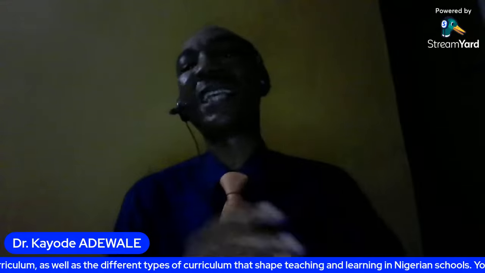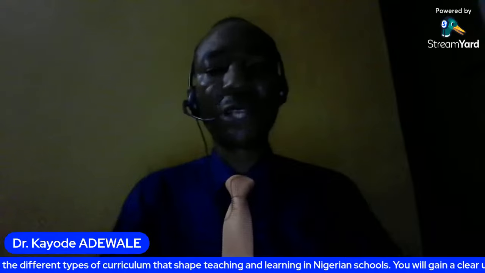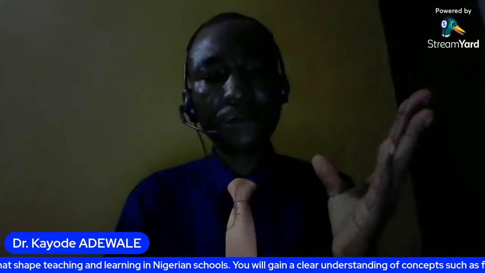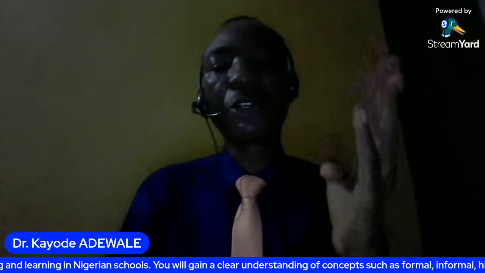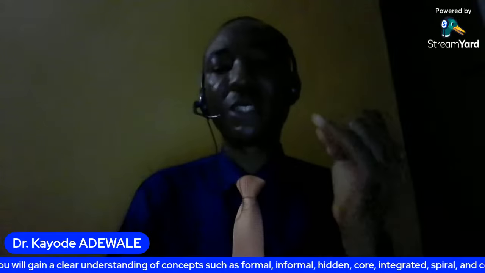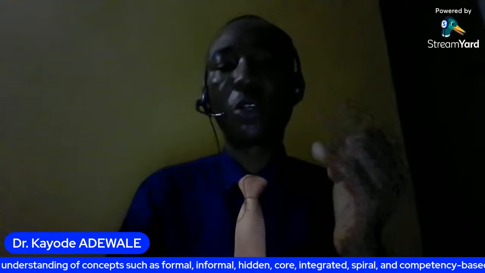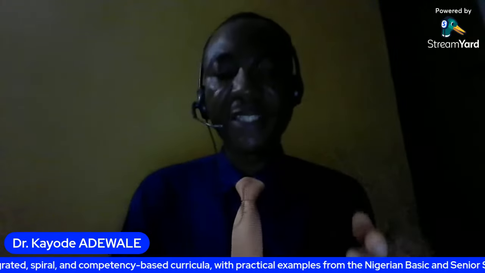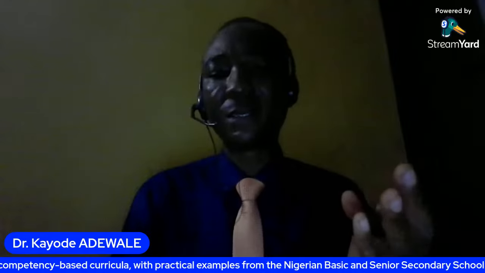So what are the key components of a curriculum? A good curriculum usually has 5 components. Number one is the learning objective, the content, what you are going to teach the students, the teaching method, the assessment, the resources, and the materials.